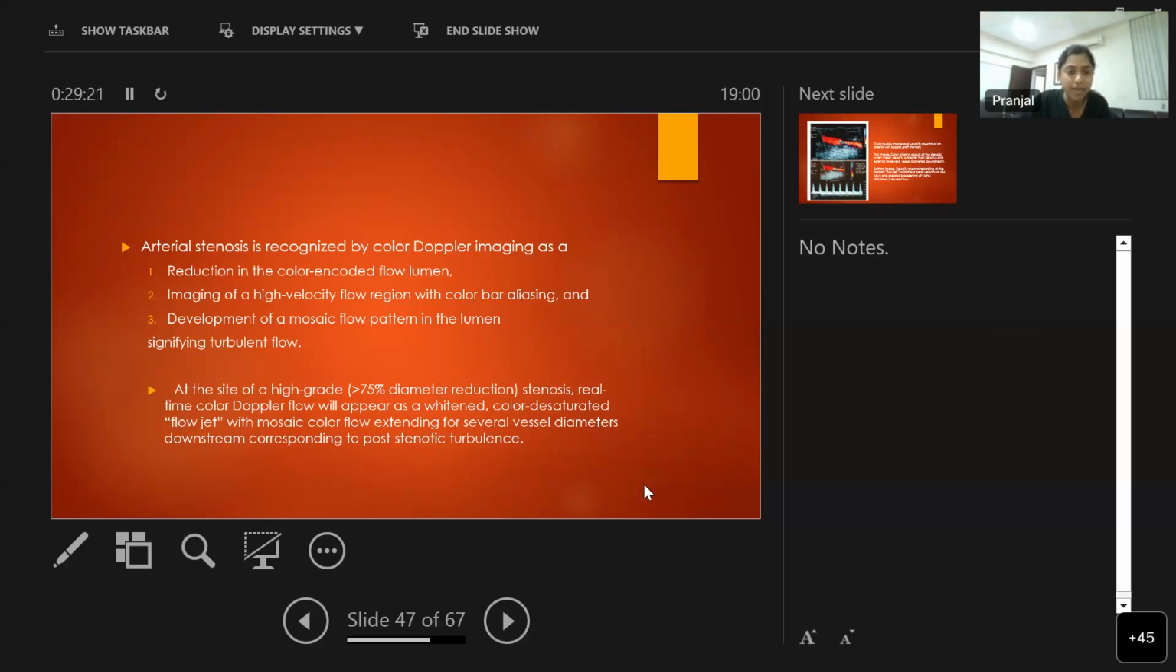At the site of a high-grade stenosis, that is a more than 75% diameter reduction, real-time color Doppler flow will appear as a whitened, color desaturated flow jet with mosaic color flow extending for several vessel diameters downstream, corresponding to a post-stenotic turbulence.